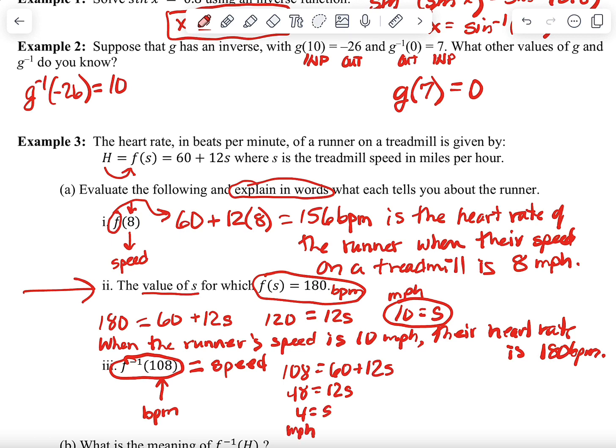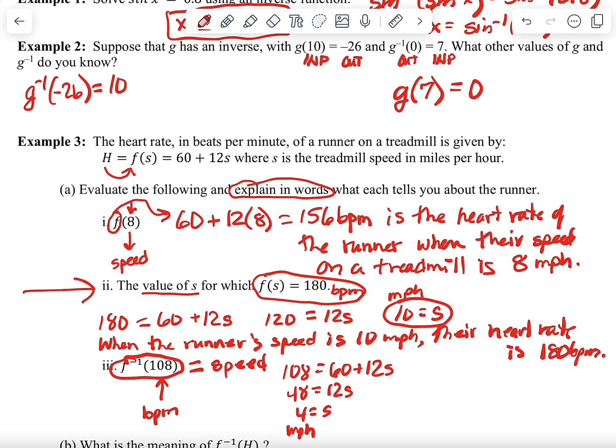And then just take a quick logic, common sense check. Does it make sense that speed would be 4 miles per hour and heart rate would be 108 beats per minute? Yes, it wouldn't make any sense to think of it the other way. So you kind of can't get these mixed up if you just think a little bit. Thinking about a runner having a speed of 108 and a heart rate of 4 beats per minute, no, that's not the way it works. So many times you can just do a quick logic check on the numbers and make sure you've got them correct.